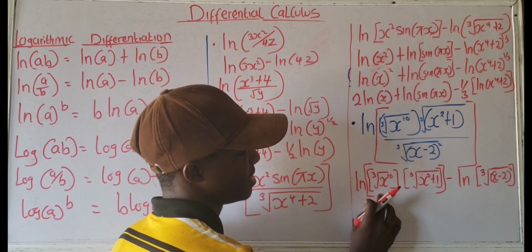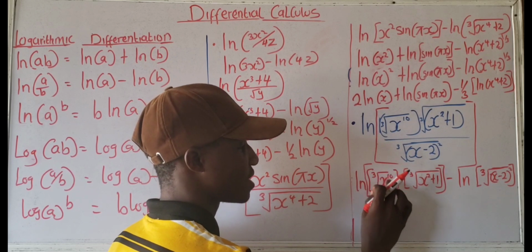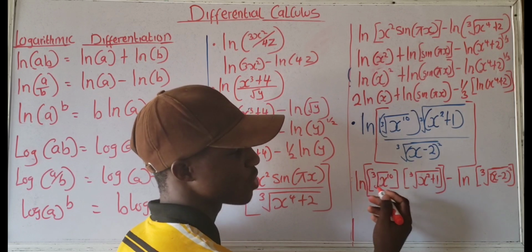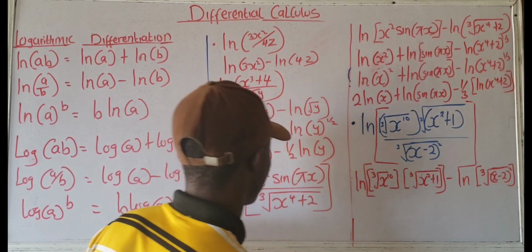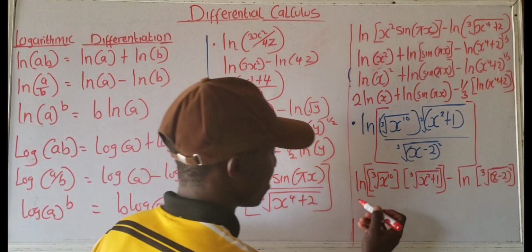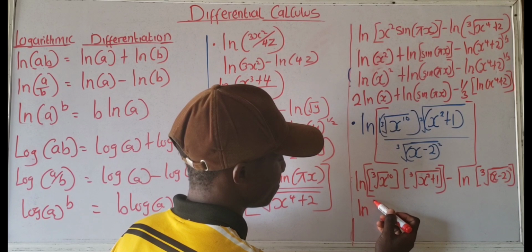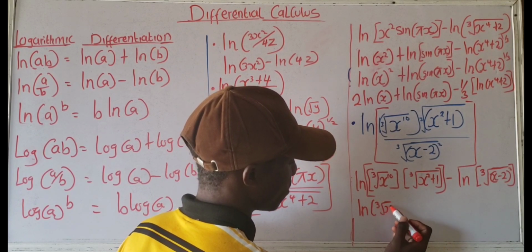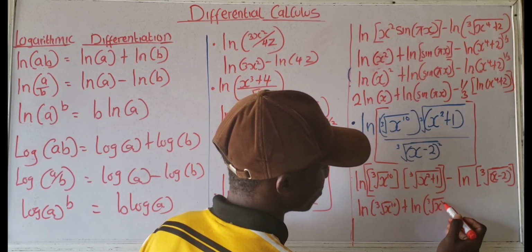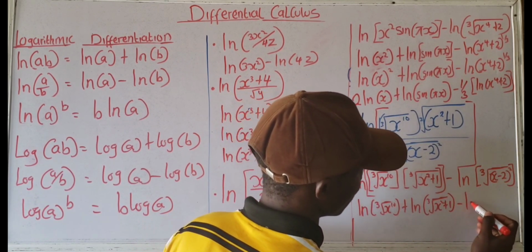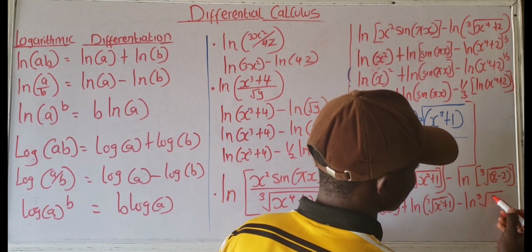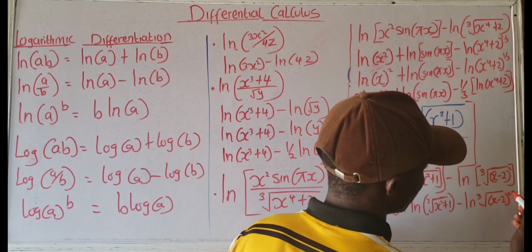Now, you can see that the sign between cube root of x raised to the power of 10 and cube root of x squared plus 1 is a product sign. And we've been taught that the log of a product is the sum of the logs. So here I'm going to have the natural log of cube root of x raised to the power of 10 plus the natural log of cube root of x squared plus 1 minus the natural log of cube root of x minus 2 raised to the power of 2.